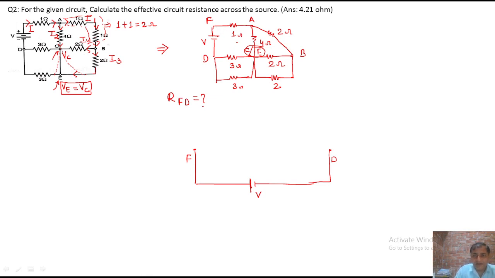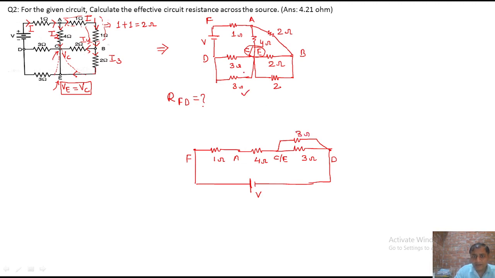First path is F to A. F to A is 1 ohm. And A to C or E, because C and E are the same point, has a 4 ohm resistance. And C or E is connected with the D point with the resistance of 3 ohm. And C or E is again connected with the other 3 ohm, so like this one, this is again the 3 ohm.